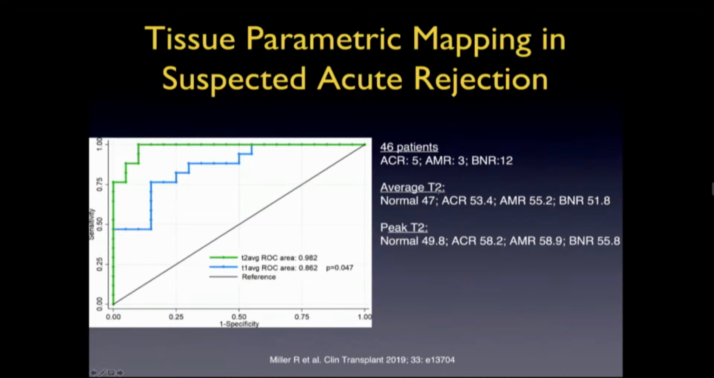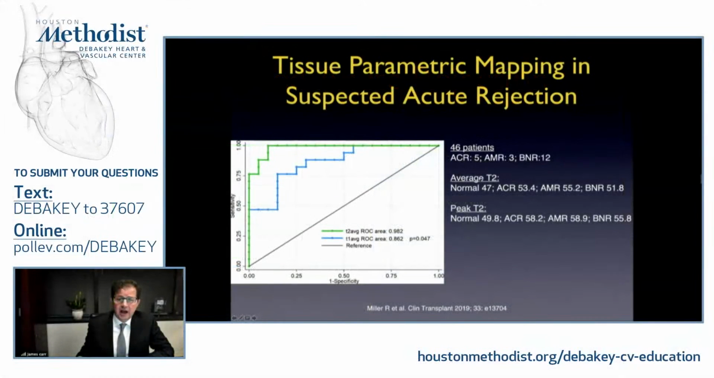And if you look at the actual values in this particular paper, they quoted average T2 values. So this would be the average global T2 per patient across all segments. And then they also looked at the peak T2. And when you look at the acute rejection here, you can see the peak T2, just visually looking at these numbers, was a bit more discriminatory compared to just the average T2. So you get higher peaks of T2 compared to if you just average it across the entire patient.